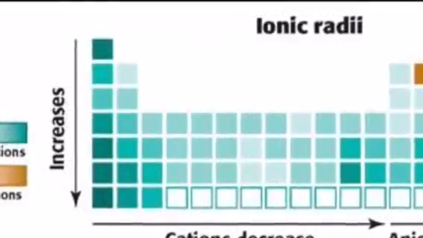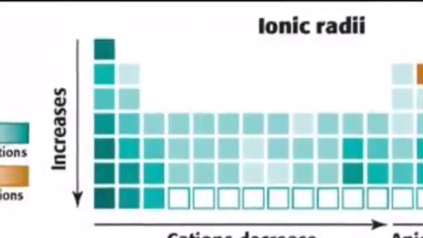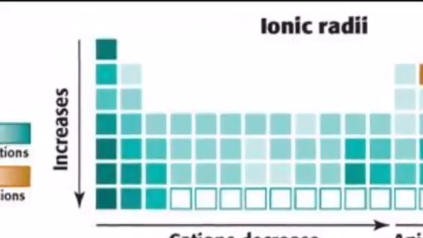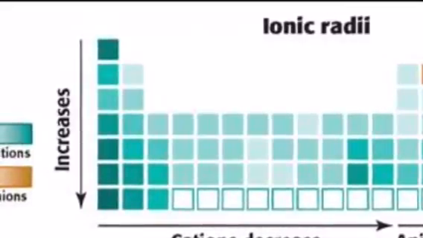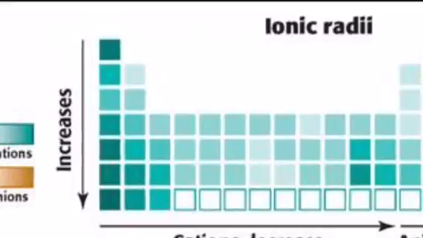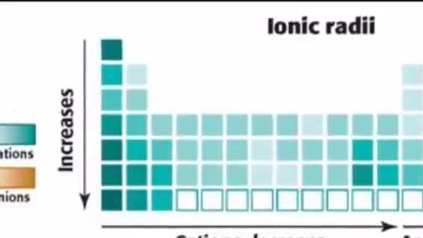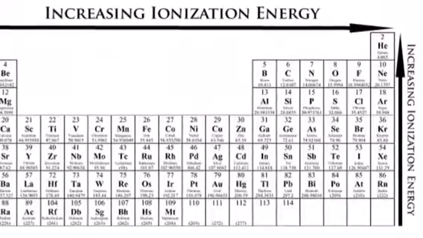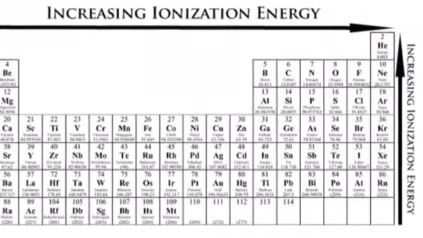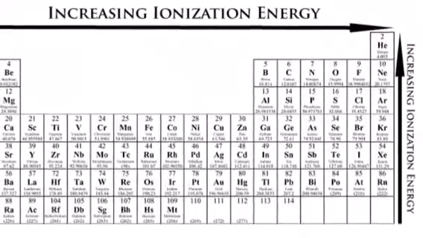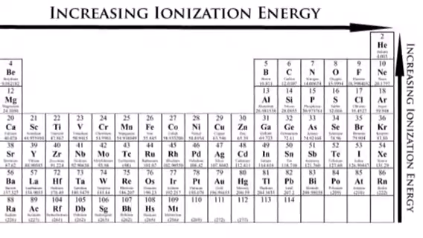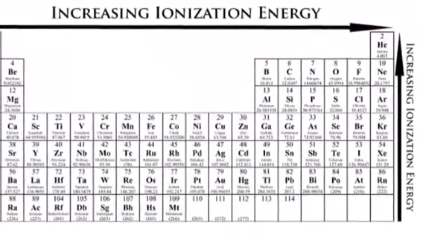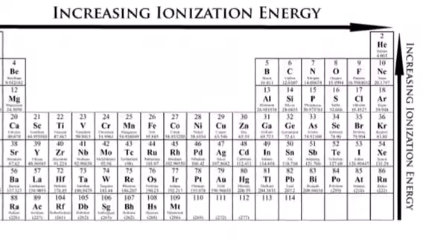Ionic radius is the radius of an atom's ion. As you go right to left in the periods, it increases, and if you go down the groups, it increases. Ionization energy is the energy required to remove an electron from a neutral atom in a gaseous phase. Ionization energy increases as you go left to right on a period, and it increases as you go up on a group.